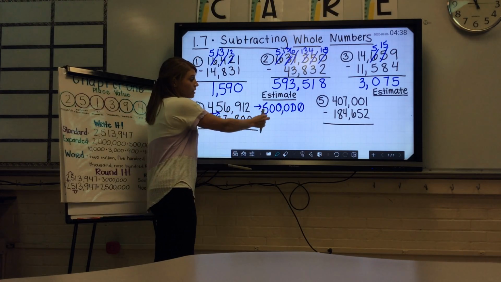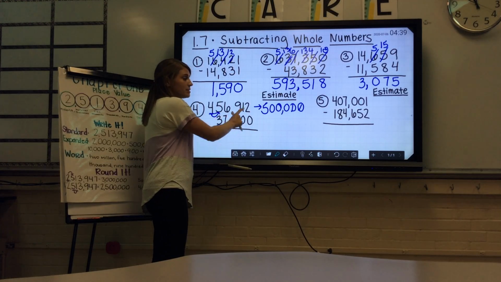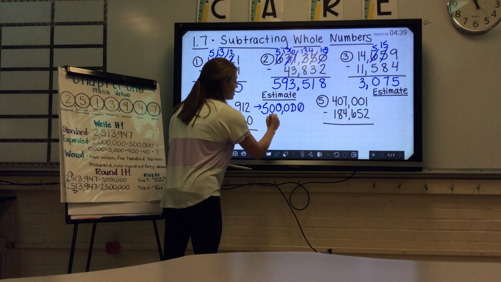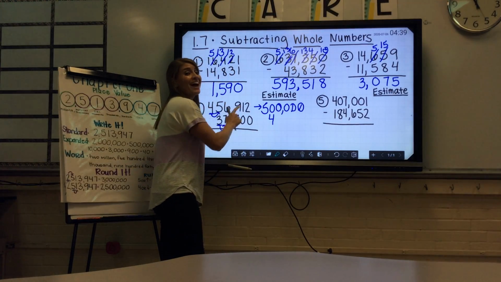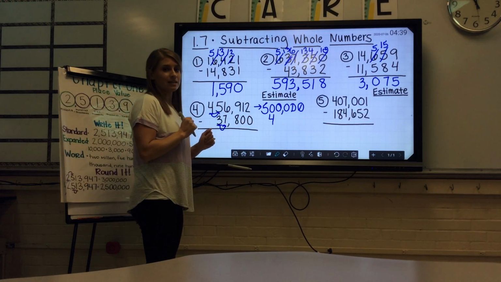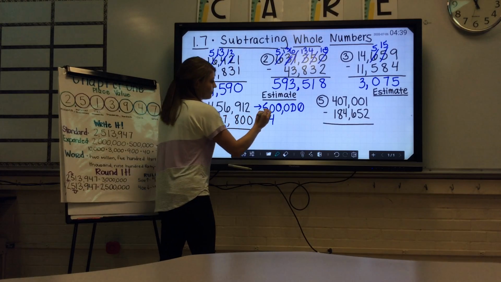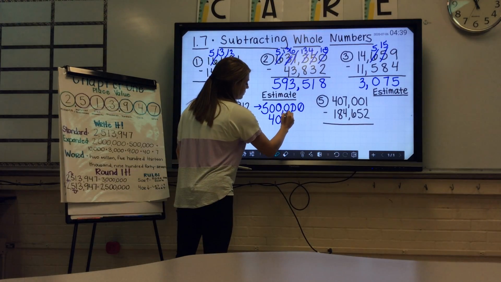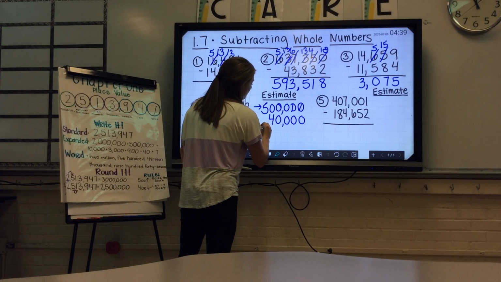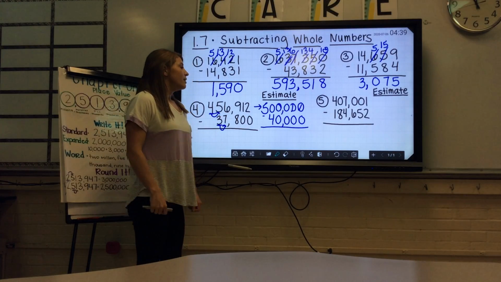So that 4 is not going to go right here because this is going to be in the 10,000s place, not the 100,000s place. So I'm going to make sure I back it up to that correct place value and then add my zeros. How many zeros am I going to have to put behind this? Very good. I'm going to have to put 4. 1, 2, 3, and 4. And now I can subtract those to get my estimate.